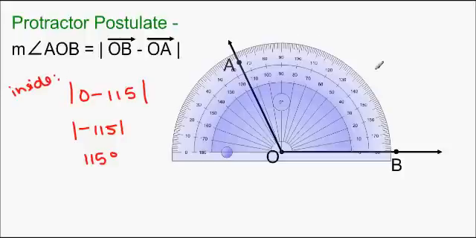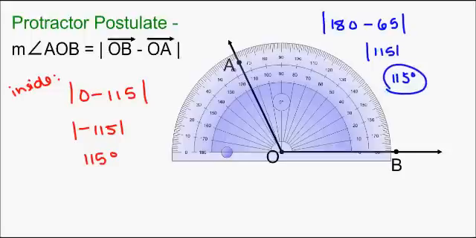Using the outside numbers, I'll do this one in blue. So OB is then located at 180 minus OA is halfway between 60 and 70, so 65 absolute value. And I get the absolute value of 115, which is 115 degrees. So either way, I'm getting 115 degrees, but you have to do a consistent reading, so do both rays, measure them on the outside, or both measure on the inside.